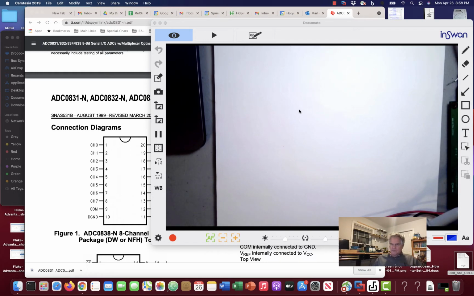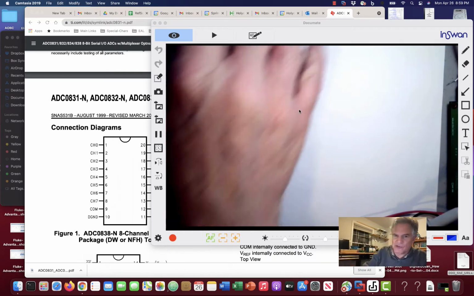So, we have this process of converting a real-world analog signal into a number inside our microcontroller. In this case, we're going to convert it into an 8-bit unsigned binary number. So let's just take a look at doing such a thing.